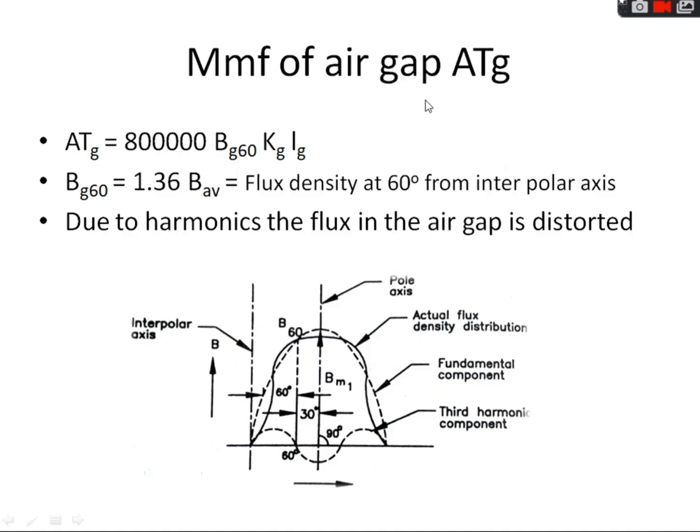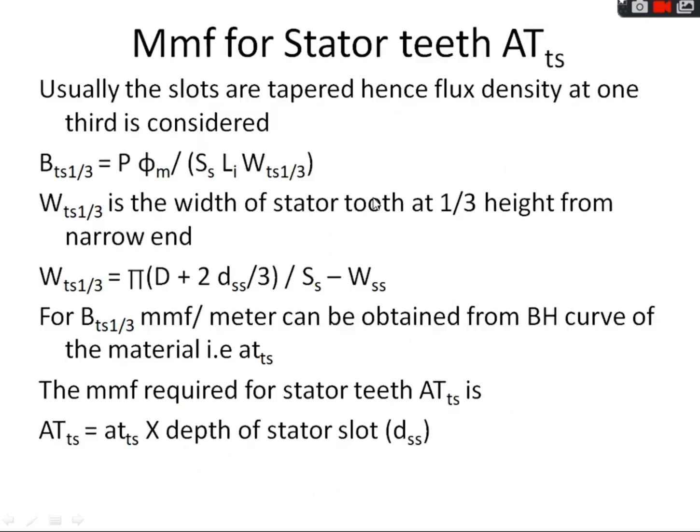So the magnetomotive force of the air gap is generally the product of 800,000, which is nothing but 1 upon 4 pi, the value related to mu 0. And then since this is an air gap, we know that the relative permeability of the air gap, mu r, will be equal to 1. So here we are able to calculate the magnetomotive force of the air gap.